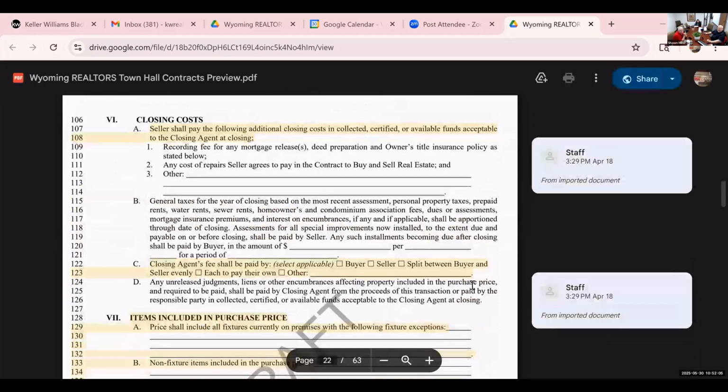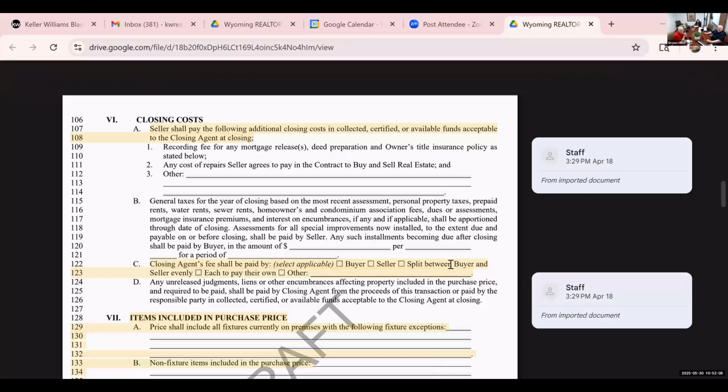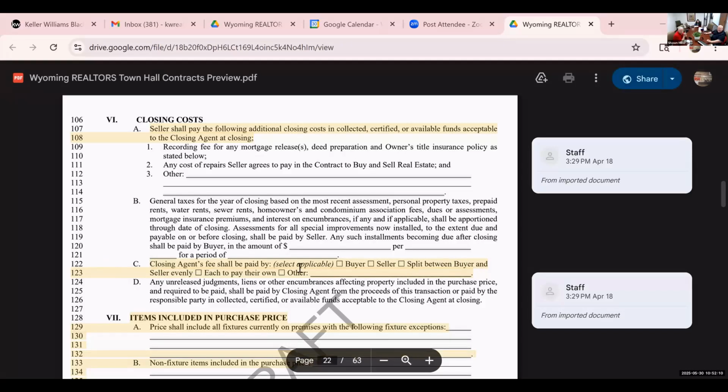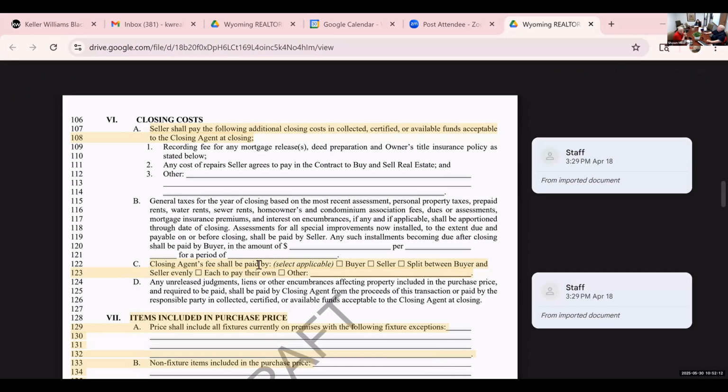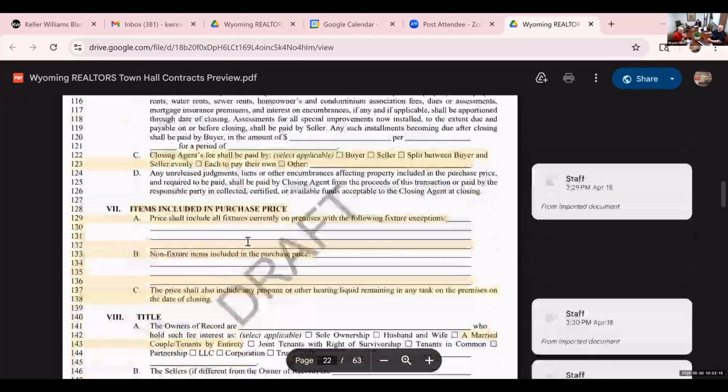Closing agent's fee shall be paid, and they added this one in. They used to have it just split between buyer and seller evenly. They've added in each to pay their own. They've done that on all of the contracts, I believe.